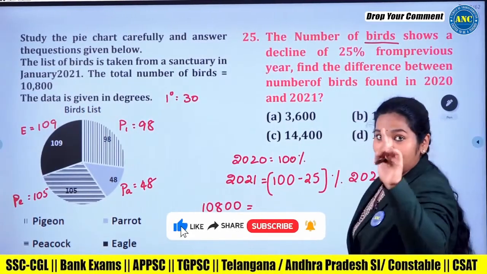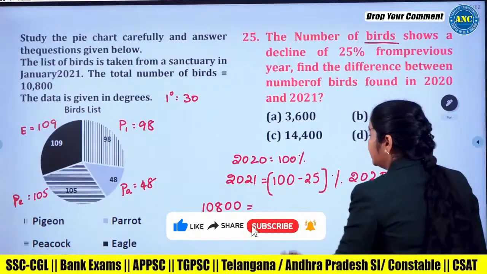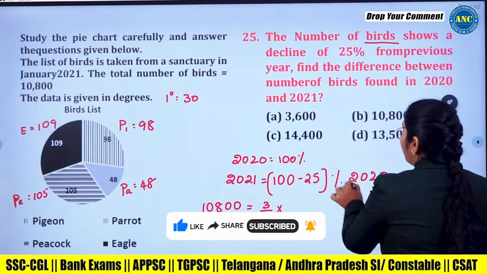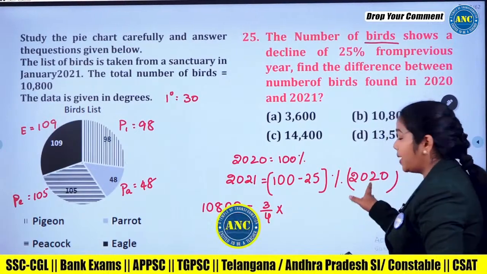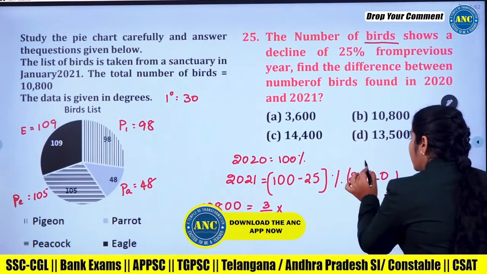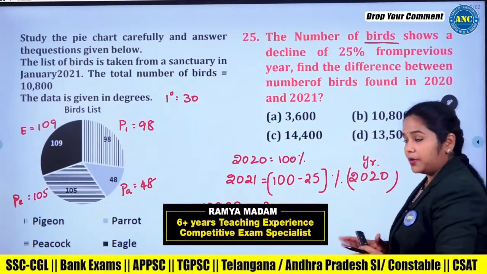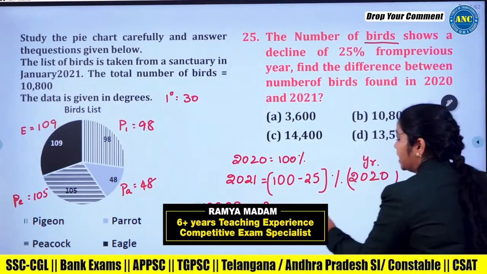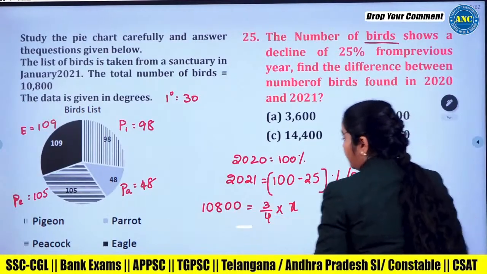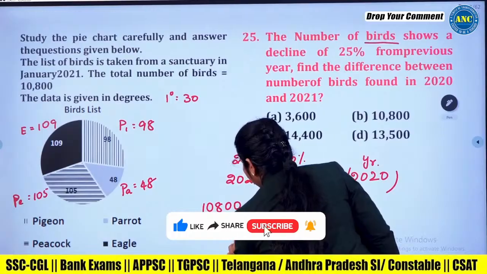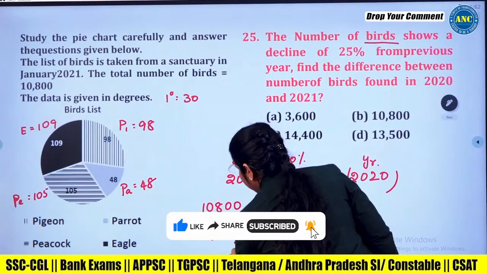75%, how can we write it in fractions? We can write this as 3/4 into, we don't know the value of 2020. See, 2020 here is the year 2020. It's not a number. We don't know the value of 2020, we'll take it as x. So it's 10,800 into 4/3.